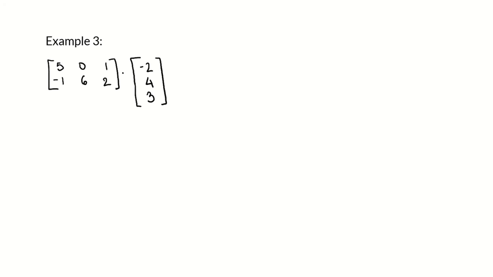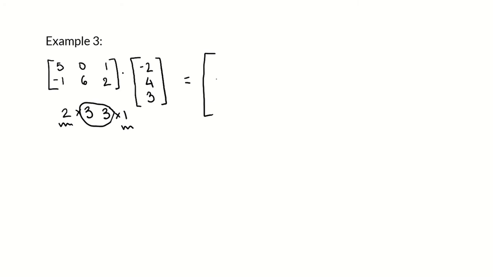One more multiplication example. First, check the dimensions. This first matrix has 2 rows by 3 columns. The second matrix has 3 rows by 1 column. So we check that these middle numbers match, that is, that the columns of the first equals the rows of the second. And then we set up our answer matrix, which in this case is going to be 2 rows by 1 column.